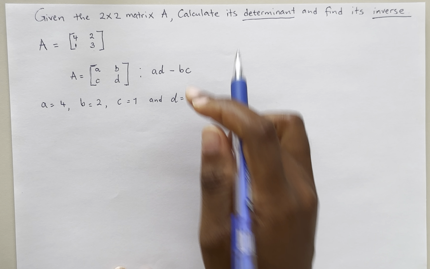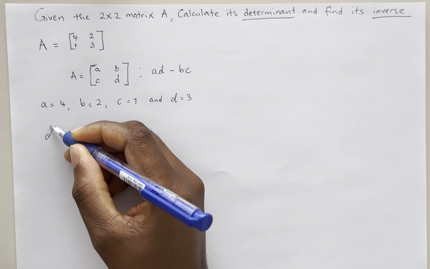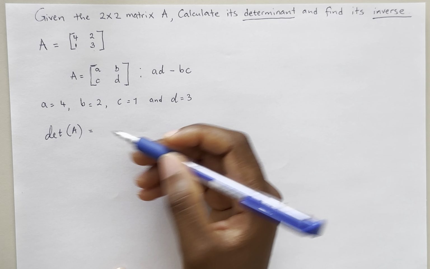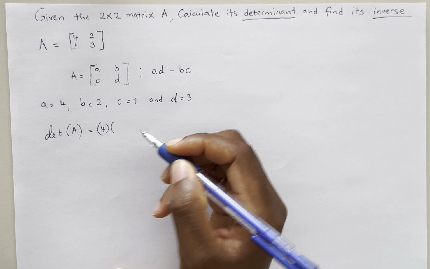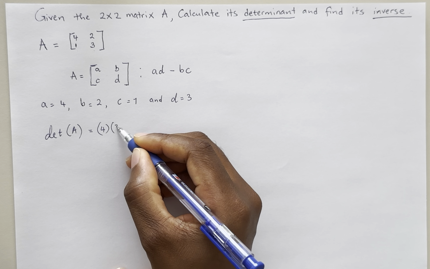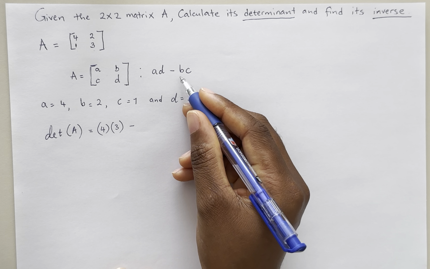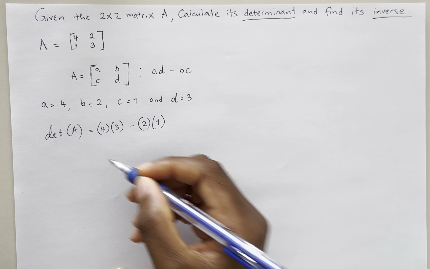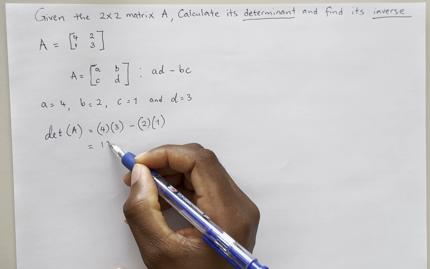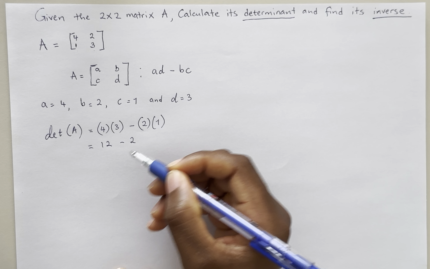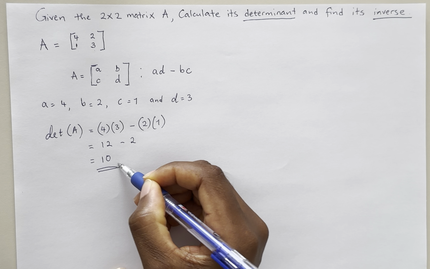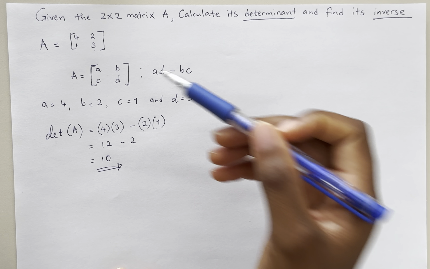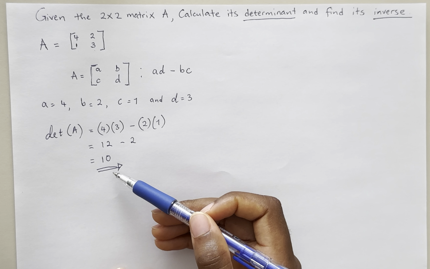So because of this formula, now we are going to say the determinant of A is equal to AD: A is 4, times D, which is 3, and we go minus B, which is 2, times C, which is 1. And 4 times 3, that's 12, minus 2 times 1, which is 2, and we get ourselves a 10. So the determinant of this matrix A is equal to 10.